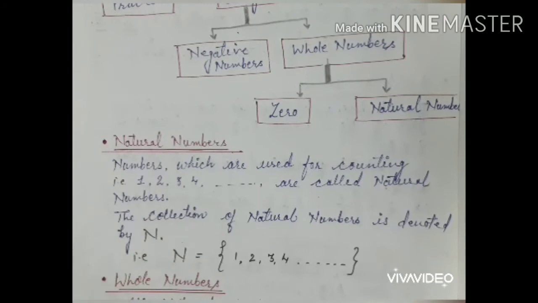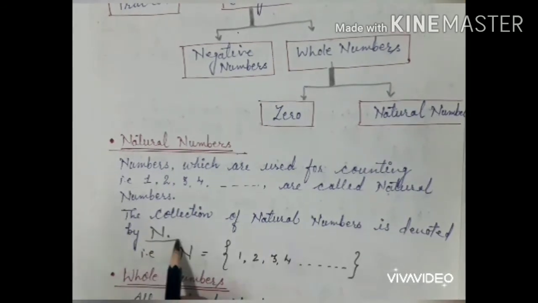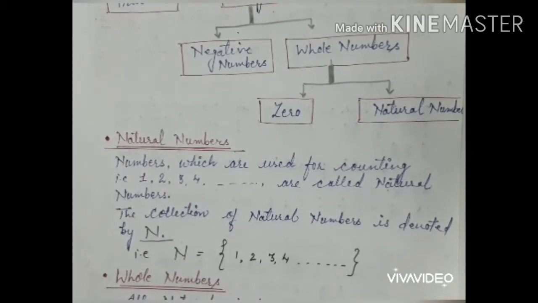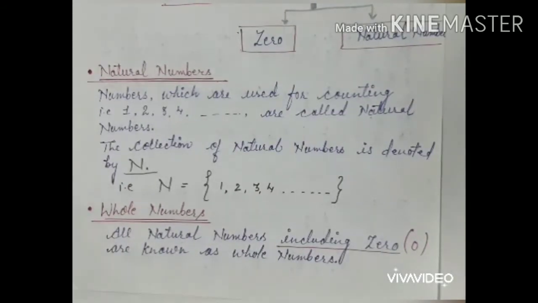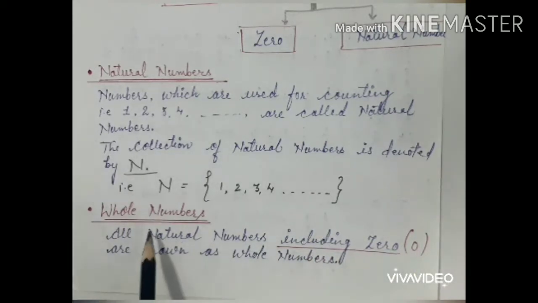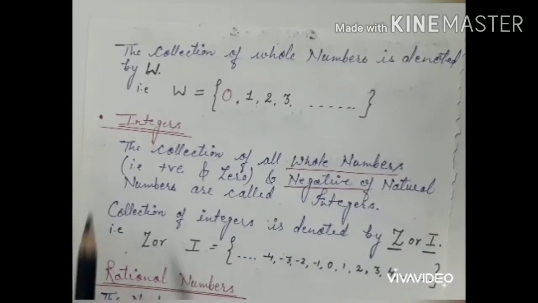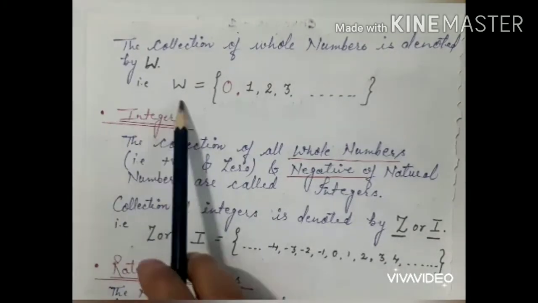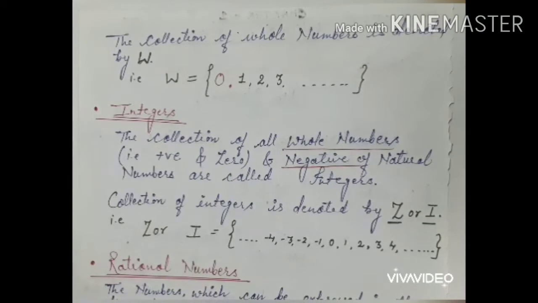First is your natural number. Natural numbers are used for counting, that is 1, 2, 3, 4 are called natural numbers. The collection of natural numbers is denoted by capital N, and N equals 1, 2, 3, 4 and so on. Then your second is the whole number: all natural numbers including 0. That means when we include 0 in it, it becomes your whole numbers. We denote the collection of whole numbers with capital W, and it is 0, 1, 2, 3 and so on.